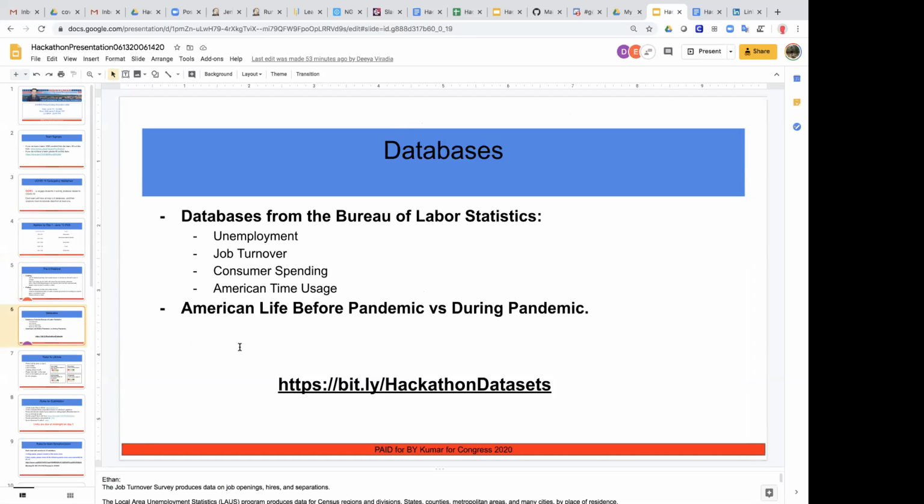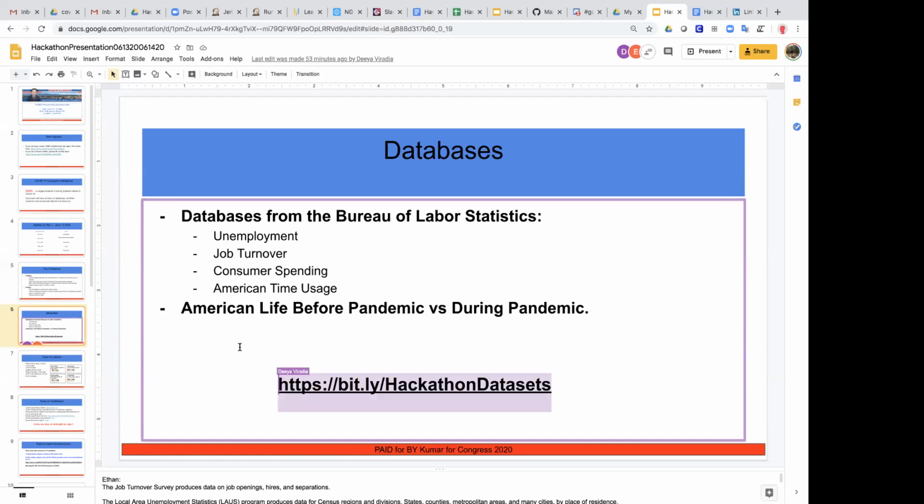So the 4 databases we're providing are the unemployment database, job turnover, consumer spending, and American time usage. They're all from the Bureau of Labor Statistics, and the names are somewhat self-explanatory. If you want access to these databases, they're in a GitHub project on the link. The link will be posted in the chat in a second here so you can get access to it.